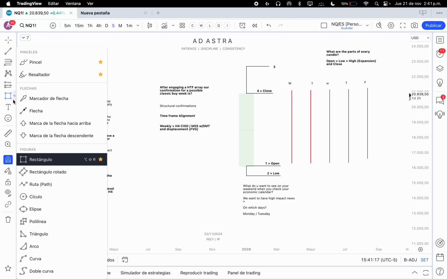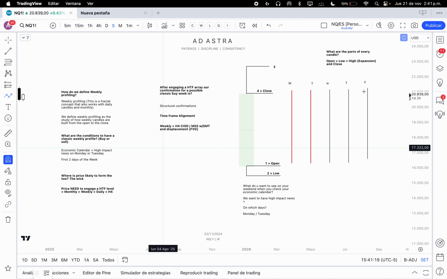To create a bottom, let's say we have this open on Sunday. Nice. It's Monday, we are chopping all Monday. Let's say this is Monday, this should be Tuesday, Wednesday, Thursday, Friday. This is Tuesday, and we want to see price engaging a higher time frame array.